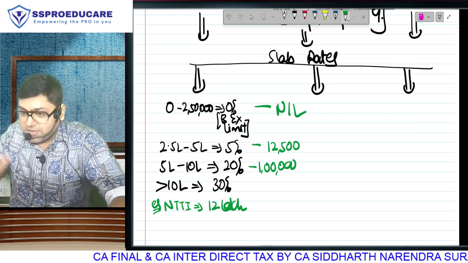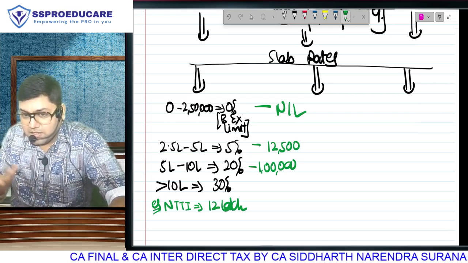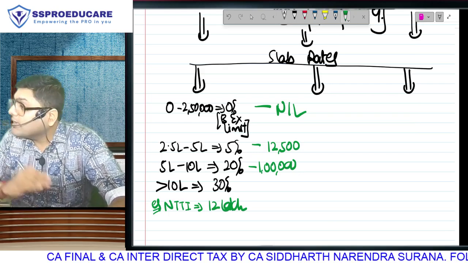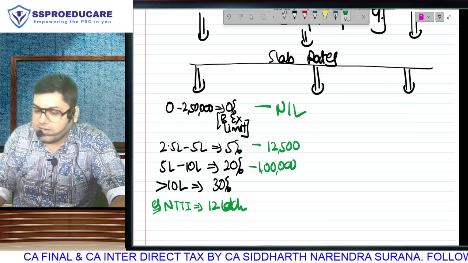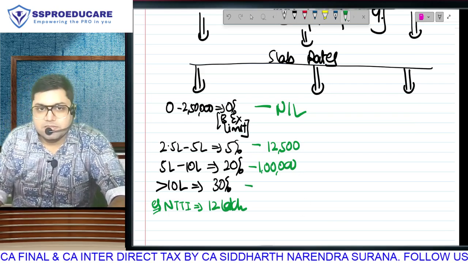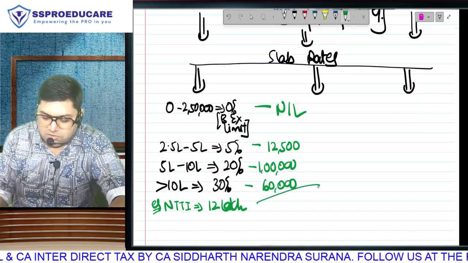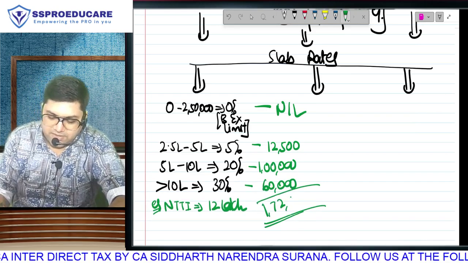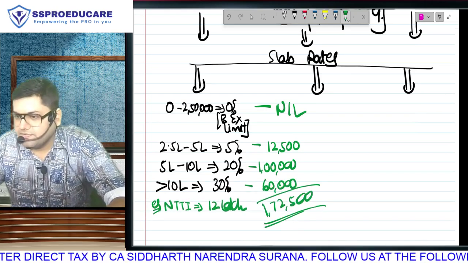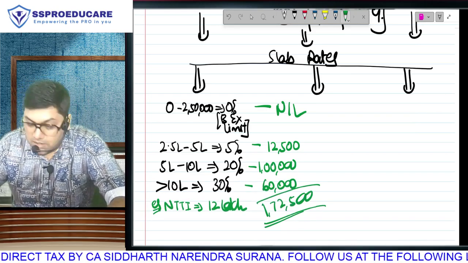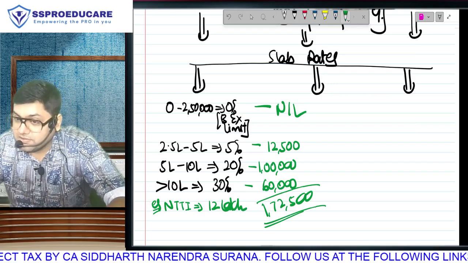It can be infinity. If income is 1 crore, this will be 90 lakh. If income is 50 lakh, this will be 40 lakh. Anything after 10 lakh. So in our example it is 2 lakh. 30% of 2 lakh, 60,000. So the total tax of this assessee will be 1,72,500. Do you understand? And there is a shortcut for solving this.